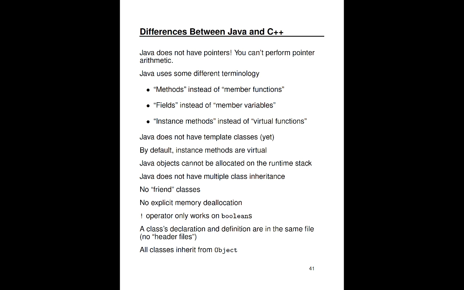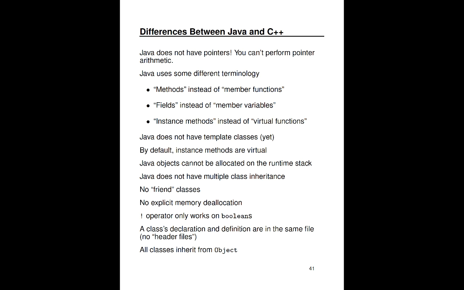Java doesn't have template classes. It's got generics, which are a lot like that. And we'll learn about that in a later lecture. Maybe they'll come in the future. In C++, by default, when you have a virtual function, you have to declare it as virtual. It works the other way in Java. By default, all methods are instance methods. You have to put static to make it a non-virtual method.